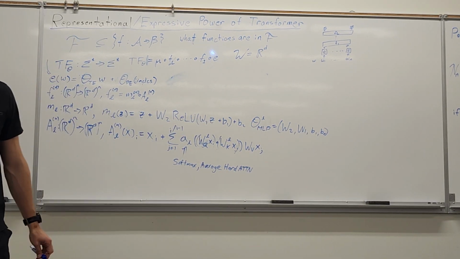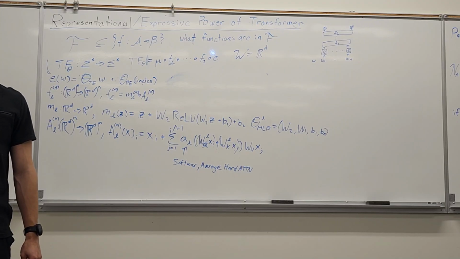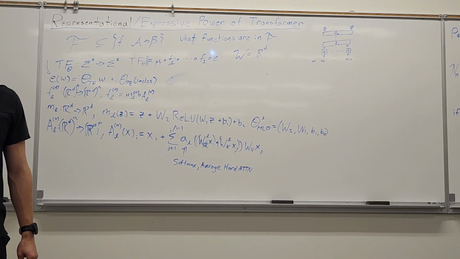Is the dimensionality of the workspace usually less than the number of tokens that you have?